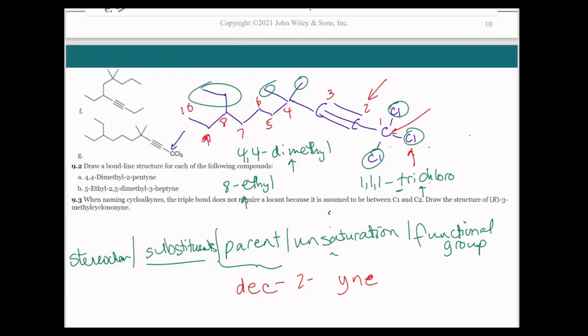Okay, so beginning with chloro, that would be 1,1,1-trichloro, 8-ethyl, 4,4-dimethyl, and then just finally adding the parent and unsaturation, dec-2-yne. Okay, so that's how we would name this molecule.